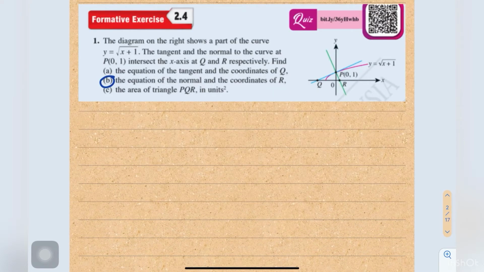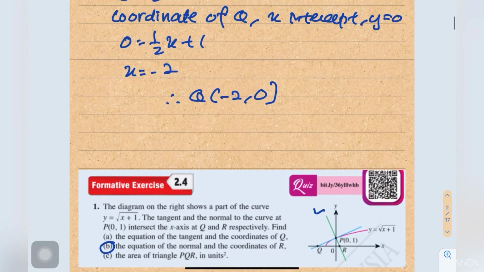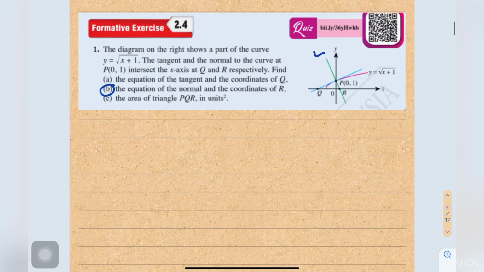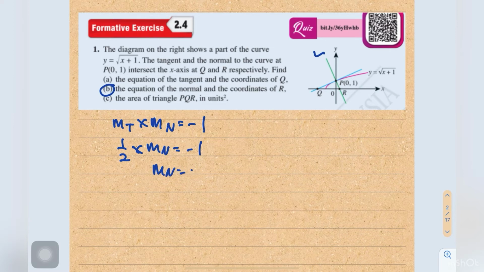Okay, 1b, find the equation of the normal and the coordinates of R. The equation of the normal is a straight line, the green straight line. So the equation of a straight line is y equals mx plus c. To find the equation of the normal, you have to find the gradient of the normal first. Previously from part a, we already have the gradient of the tangent is 1 over 2. The relation is that the product of the gradient of the tangent and the gradient of the normal is negative 1. So the gradient of the tangent, 1 over 2, times the gradient of the normal is negative 1. So the gradient of the normal is negative 2.